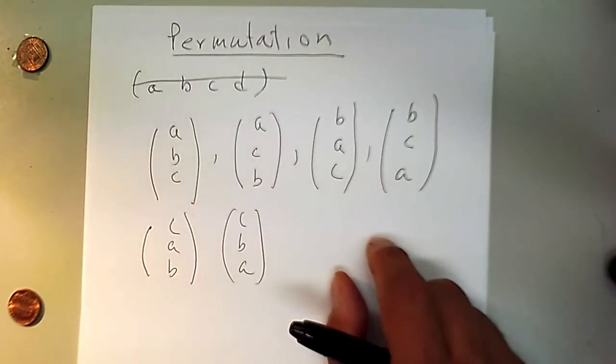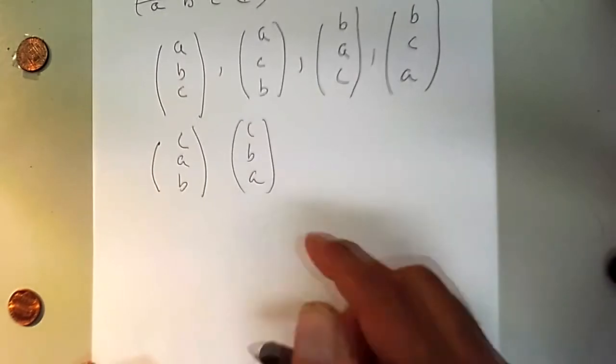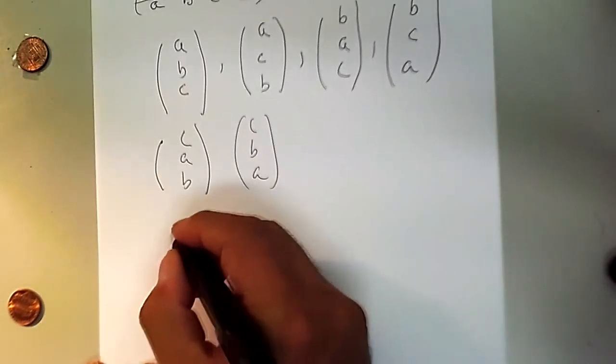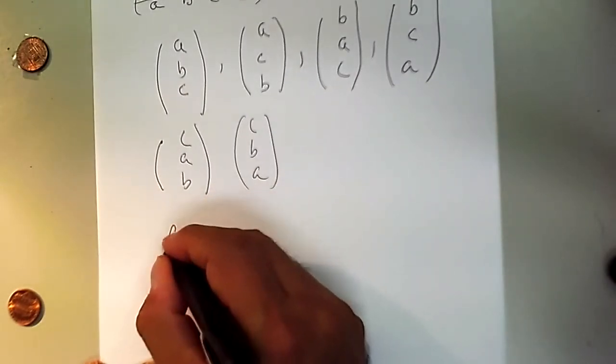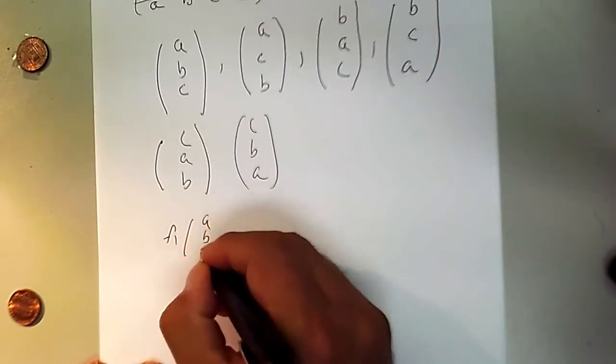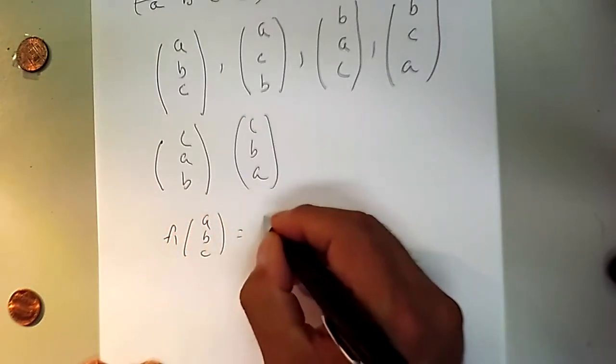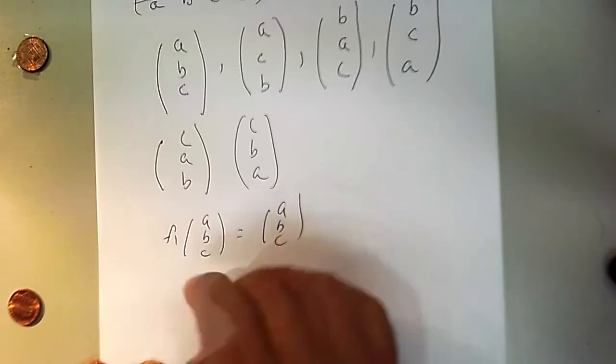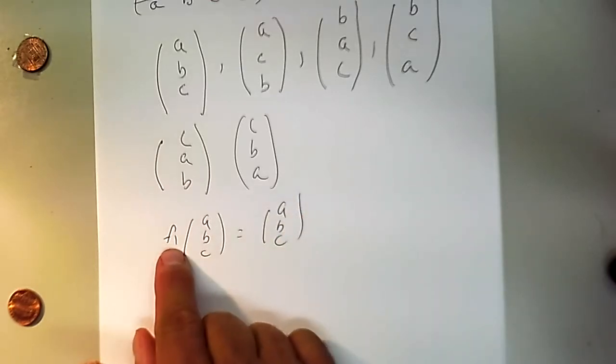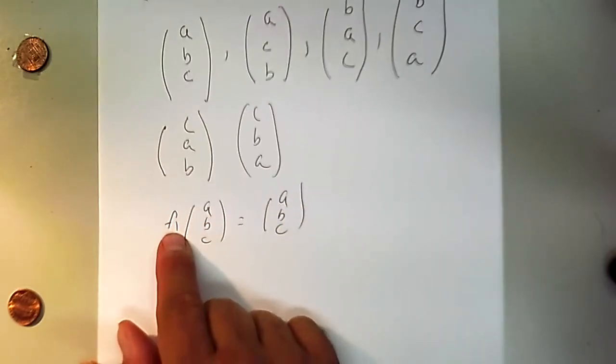We can think of permutations also as functions. So, F1, for instance, of ABC can be ABC. So this can be thought of as a permutation, which leaves everything alone.